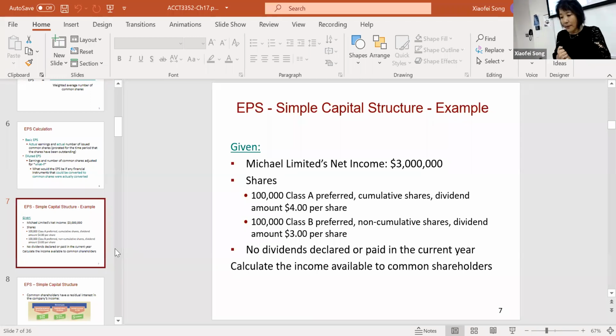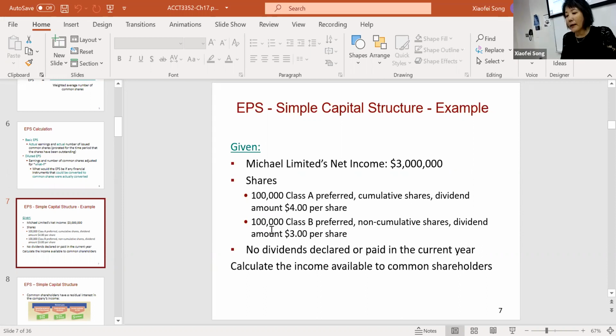So class A is cumulative. We know that in Canada now, most shares have no par value. So when you see this $4, we spell it out here. They tell you that $4 is the dividend, right? Sometimes companies don't really spell it out, just $4. Class A preferred shares, 100 shares issued and outstanding. That $4 is not par value, rather it's the dividend.